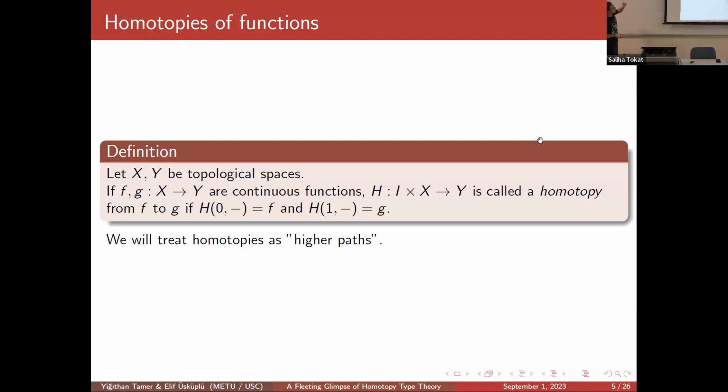So first is homotopies of functions, continuous functions. So suppose we have some topological spaces X and Y, and we have two functions from here to here. So this is the image, and a homotopy basically deforms this into that continuously. And you can see the formal definition, I'm not going to get into it. So we will treat homotopies as higher paths. So I'll get to that in a second.